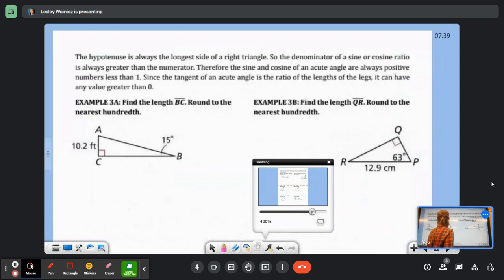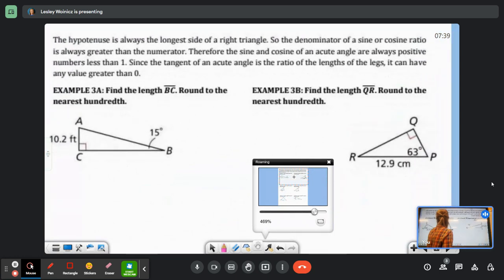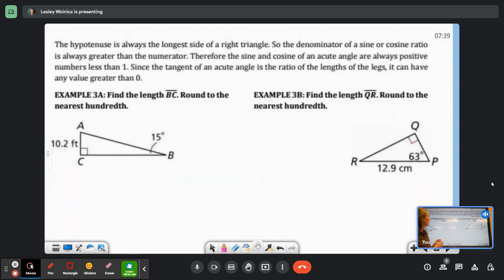The hypotenuse is always the longest side of a right triangle because it's opposite the biggest angle, which is 90 degrees. So the denominator of a sine or cosine ratio is always greater than the numerator. Therefore, the sine and cosine of an acute angle are always positive numbers less than 1. That makes sense. Since the tangent of an acute angle is the ratio of the lengths of the legs, it can have any value greater than 0.